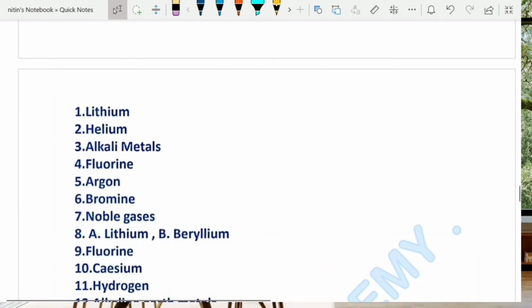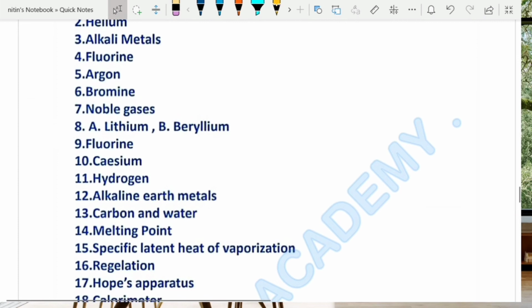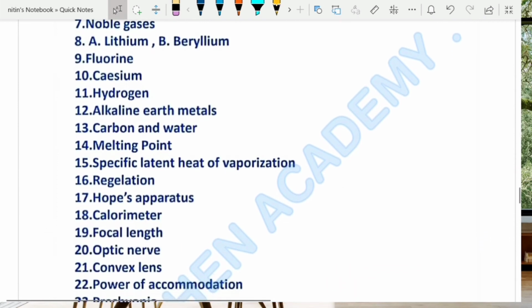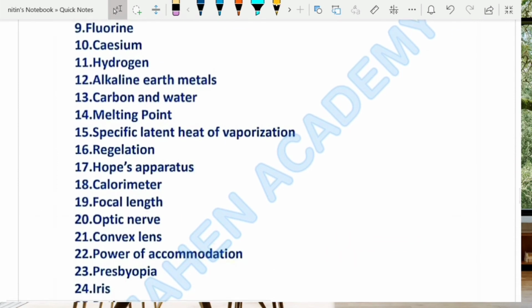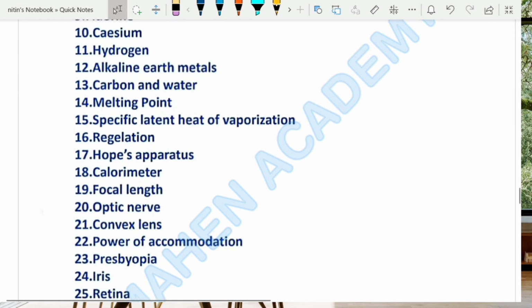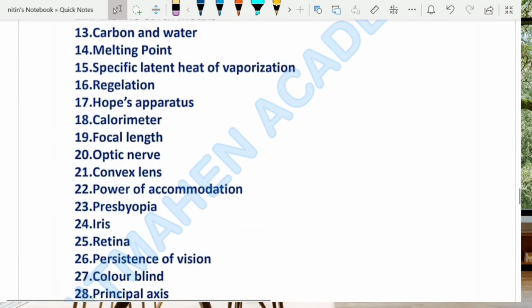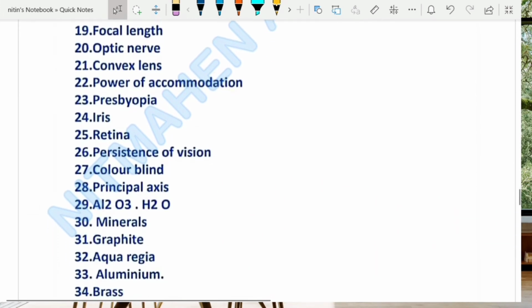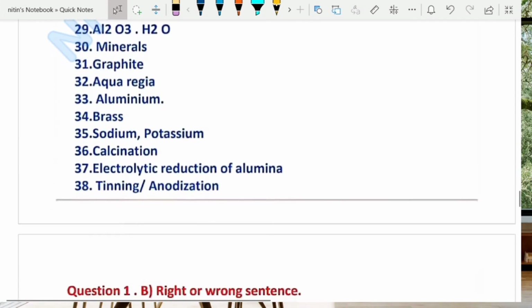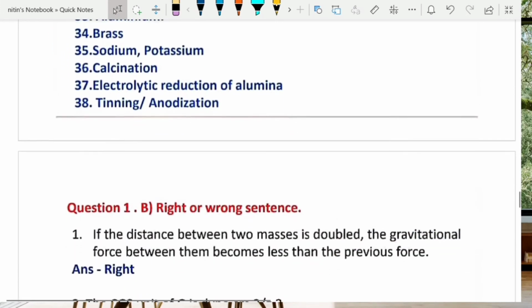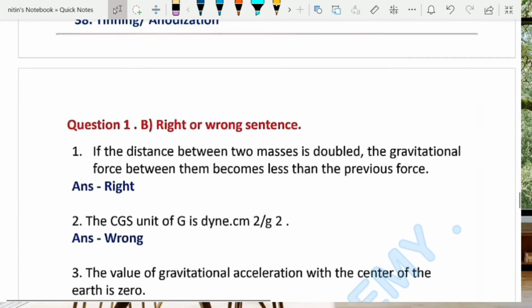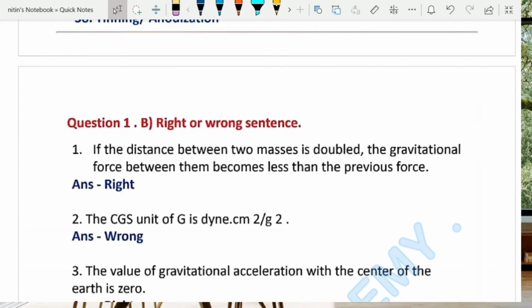Start the answer. Lithium, helium, alkali metal, fuel, argon, bromine, noble gas, lithium, barium, calcium, cesium, hydrogen, alkali metal, carbon and water, melting point. Relation of operator cell, calculator, focal length, optical nerves, carbon mix. All are answers. 1 mark. Question first B. Right or wrong? It is known as true or false.